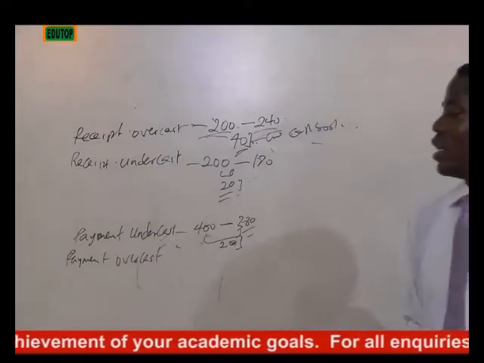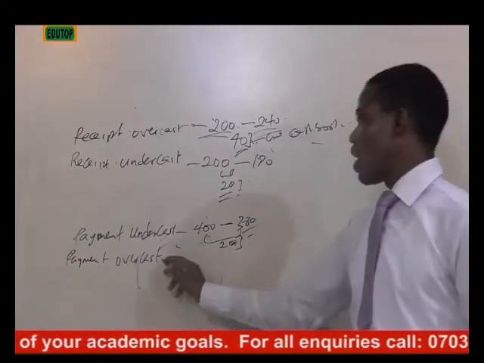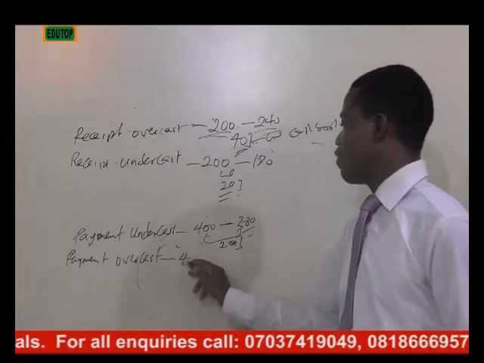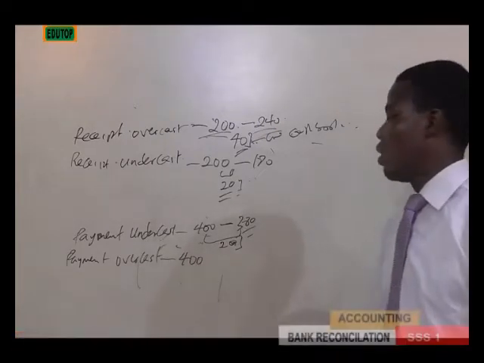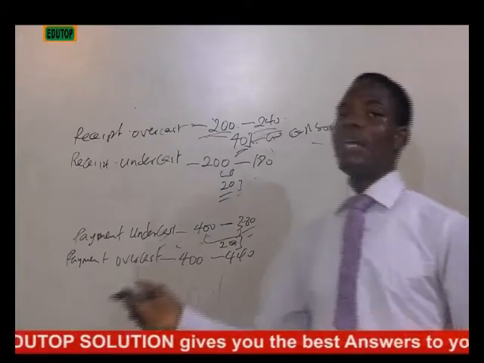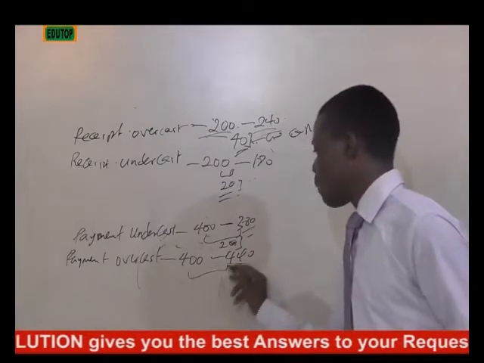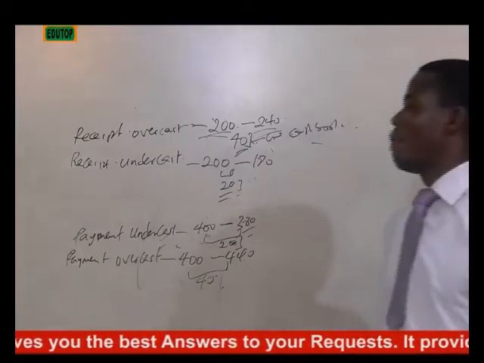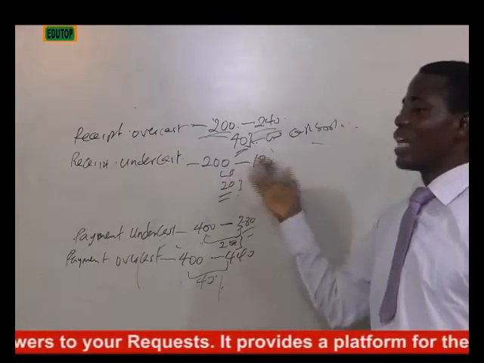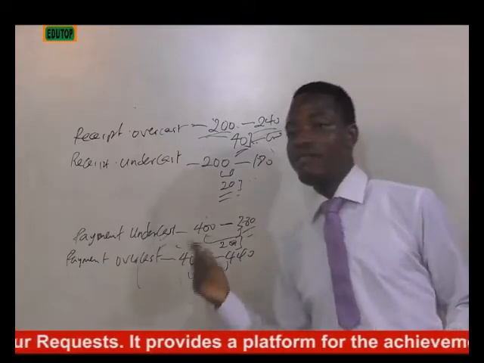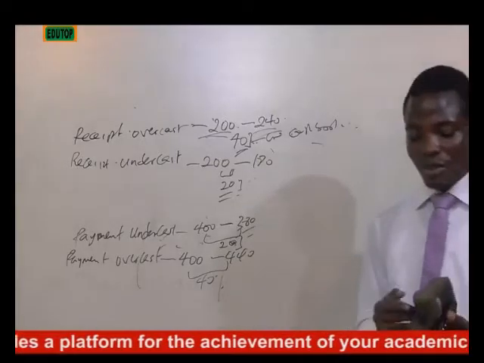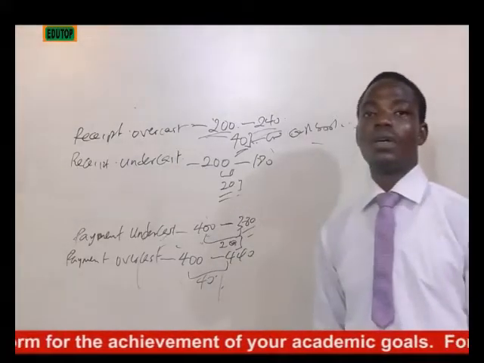These are the three things. Then payment overcast is that instead of paying 400 naira, you pay 440 at the end of the day. So that person you make payment to has to give you 40 naira back at the end of the day. That's what we call payment overcast. We will illustrate the way the entries, whether it's the debit side or the credit side, where they are going to, and the effect that we are going to do when we are treating this. We will get to that in the illustration.